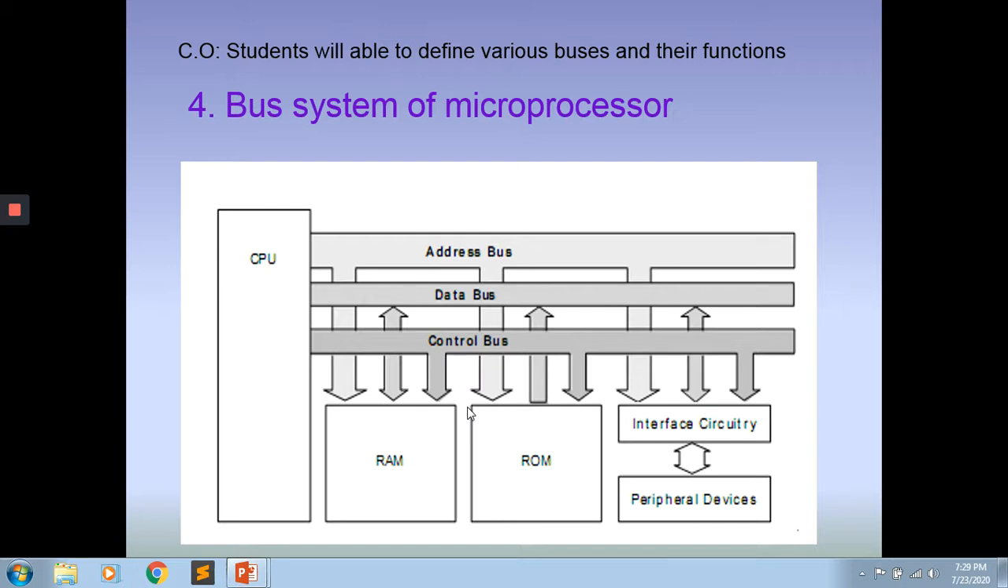So look at this diagram. Here is the CPU. Consider this CPU as a microprocessor for now. It is connected with primary memories, RAM and ROM, then interface circuits, and then peripheral devices. These peripheral devices are nothing but some input and output devices. So this microprocessor must communicate with these memory devices and input output devices. For that, there are buses. There are three types of buses in a microprocessor, named address bus, data bus, and control bus. We will learn the role of each bus one by one.